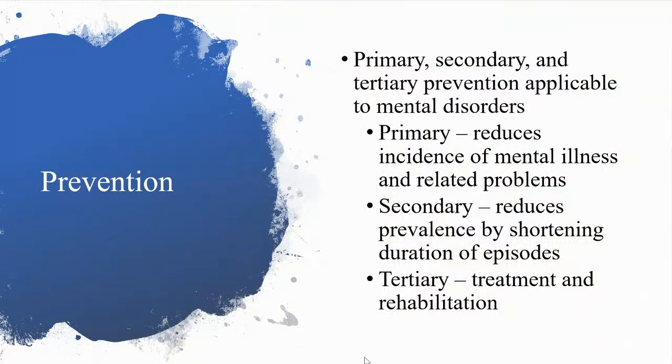So the 3 levels of prevention for mental health disorders: you have primary, and the goal is to reduce the incidence of mental illness and related problems. You have your secondary prevention, which reduces prevalence by shortening the duration of episodes, so shortening the duration of depression or mania. And then finally is tertiary, where really the goal is treatment and rehabilitation.